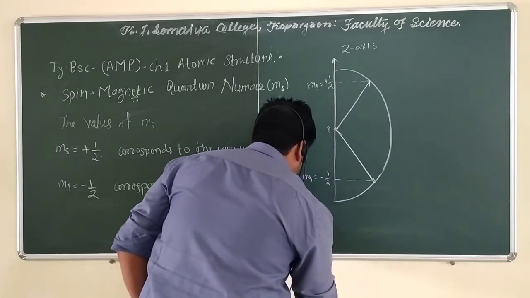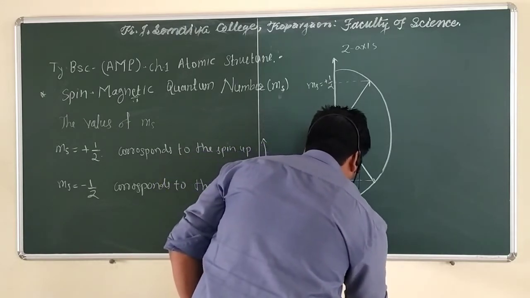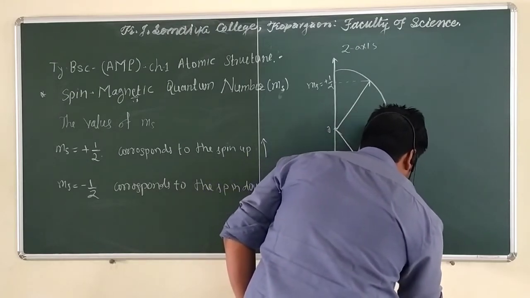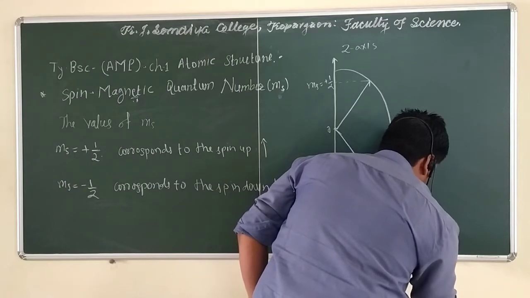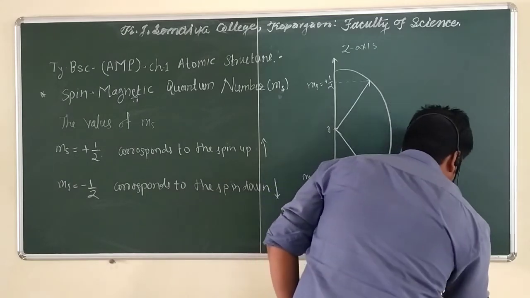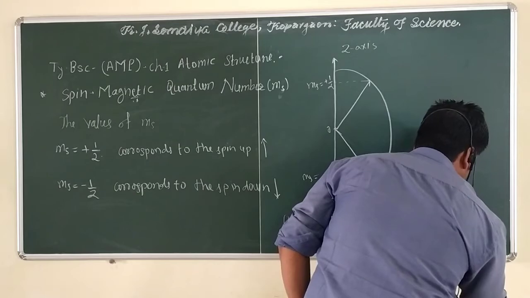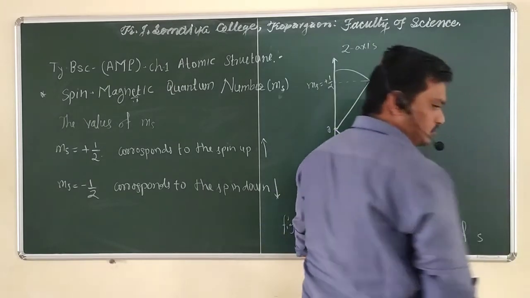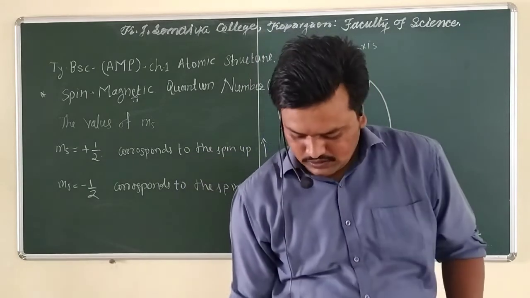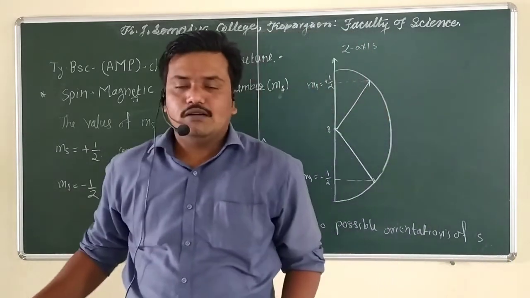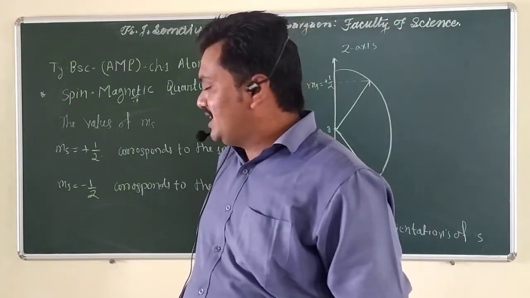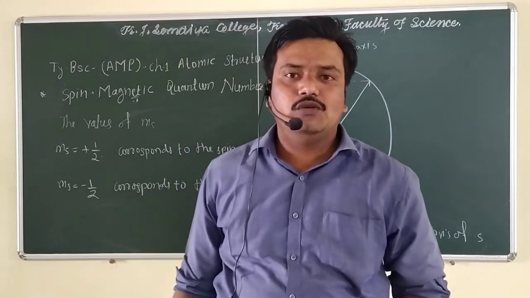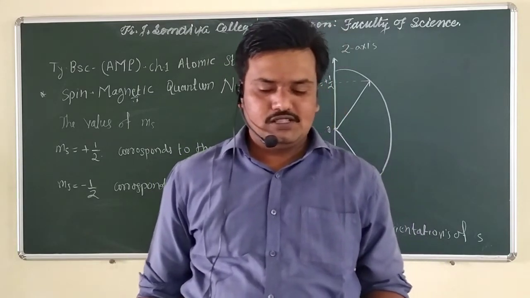So the figure is given by two possible orientations of S or ms. This is the idea about the spin magnetic quantum number ms, which gives the values plus half and minus half.